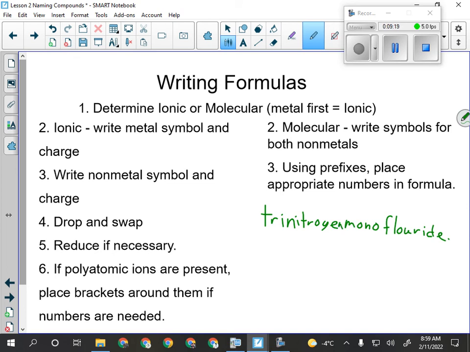Okay, try nitrogen trifluoride. Ionic or molecular? Molecular. As soon as I see prefixes, it's molecular. Okay, so next step, write the symbols for both non-metals. N, F. Okay, using prefixes, place appropriate numbers in the formula. Tri is the prefix for what? Mono is the prefix for 1, but I don't write ones. Okay, done. NF3.